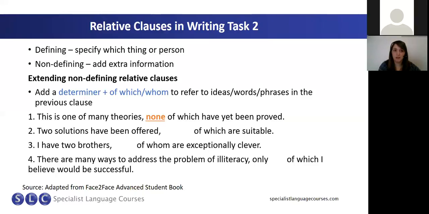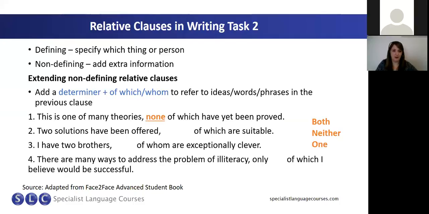Now I'm going to ask you to decide what words you can put in these gaps. So here you have the possible determiners that you need to put in each gap. You have both, neither, and one. So read through sentences 2, 3, and 4, and then we're going to share our ideas on how to complete these sentences. Okay, let's have your ideas. What could you write in?